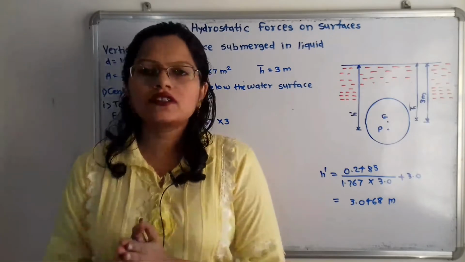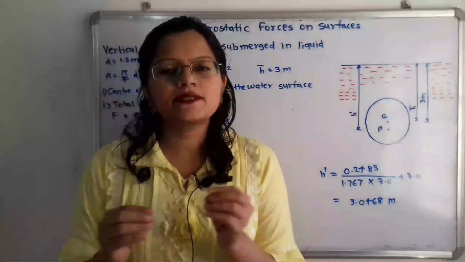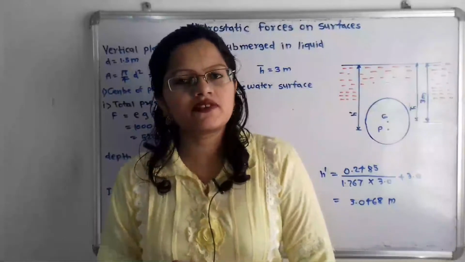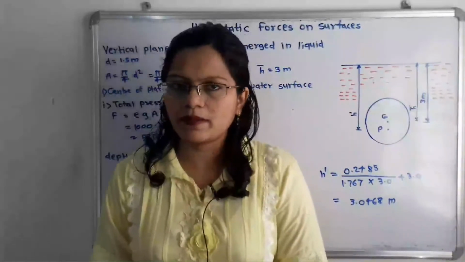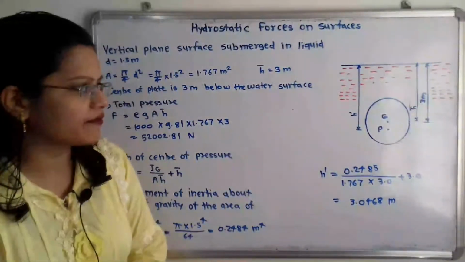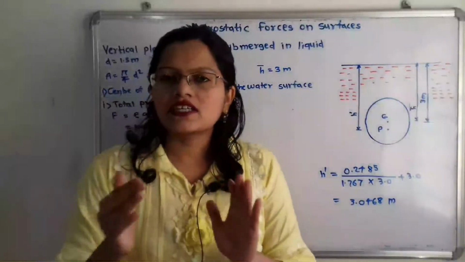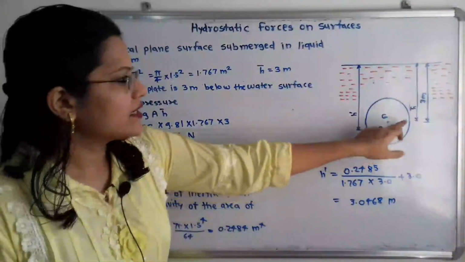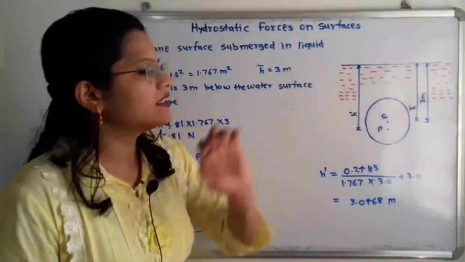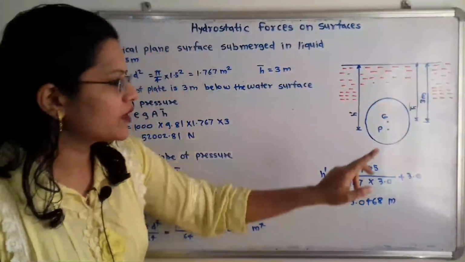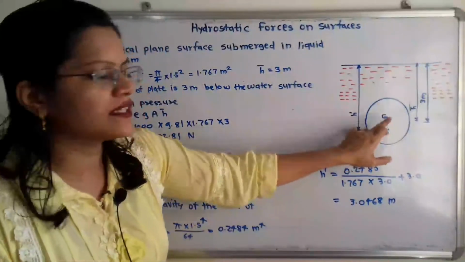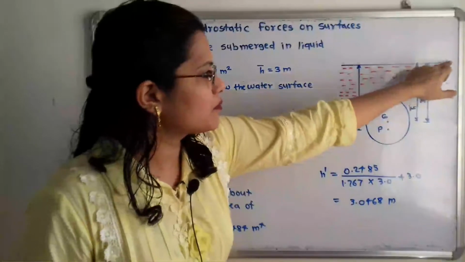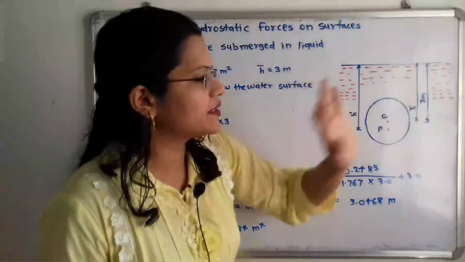Now let us first understand the diagram as per the given data. Here the vertical plane surface is in the form of a circular plate whose diameter is also given, and the condition is given that its center of gravity point is 3 meter below the free surface of water. So we just have to show here the middle point as the center of gravity point, and show this distance from the free surface of water as 3 meter.